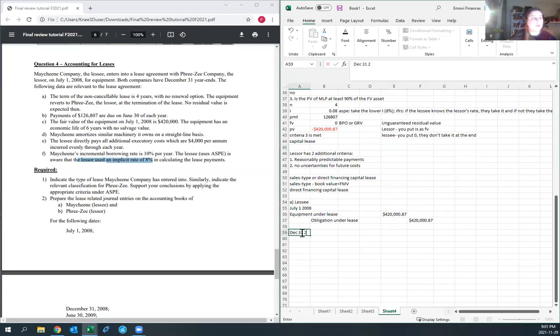For December 31st, 2008, what's going to happen? December 31st, the lessee has to take depreciation on the asset. Depreciation is going to be your book value divided by the lease term times 6 months out of 12, because it's July 1st. So it's 6 months in the year and not the full year. For the amount of time to use when depreciating for the lessee, you're going to use the lease term when they don't get the asset at the end of the lease.